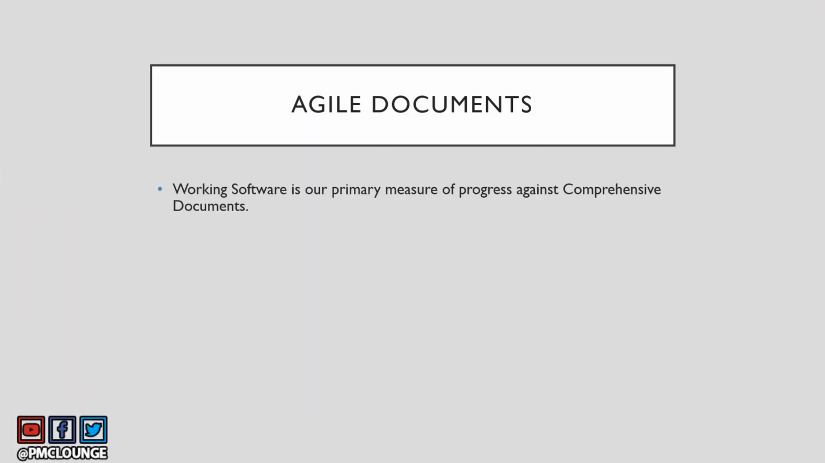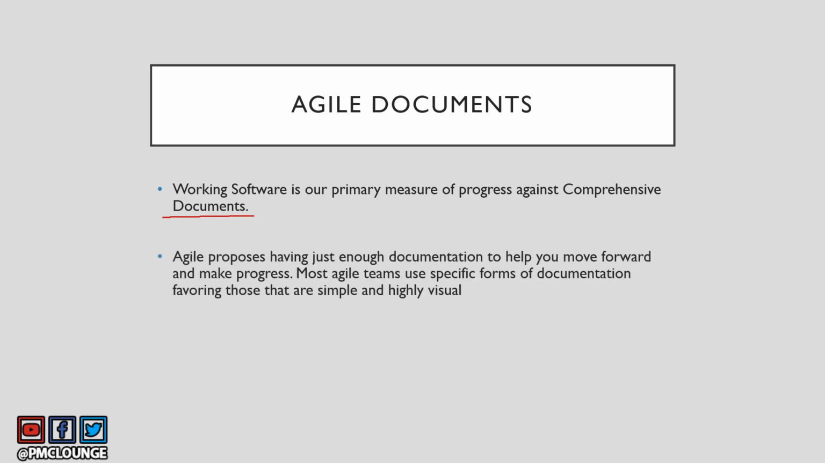So we all know that working software is the measure of progress over comprehensive documentation. So comprehensive documents is something that you're not going to find, but you will find documentation that is just enough for you to be able to move forward and make some progress. Now, most agile teams are going to use specific forms of documentation which are applicable to them. So unlike the traditional waterfall model where you have certain documents that you mandatorily need to generate, there are no mandatory documents as such in agile, but some documents are used by many teams, and those are what we are going to look into.